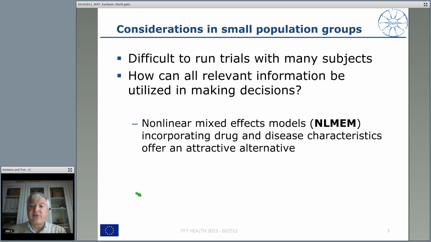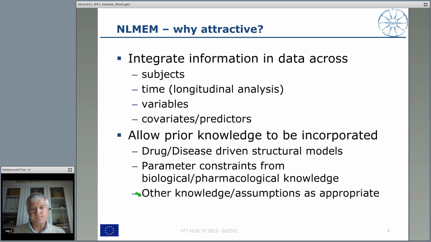And normally the mixed effects models that incorporate both drug and disease characteristics offer an attractive alternative here. And they're attractive because they integrate information across the data from different subjects at different times of observation. So we're dealing with longitudinal analysis. When we have multiple variables that speak to the decision in question, we can utilize those. For example, if we have anticoagulant markers together with bleeding events, we might use both types of information.